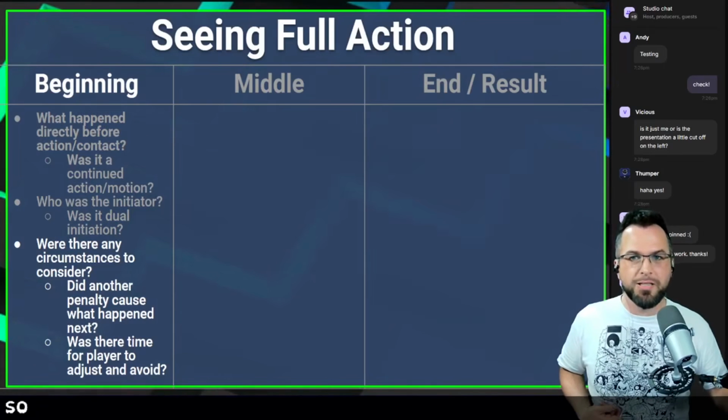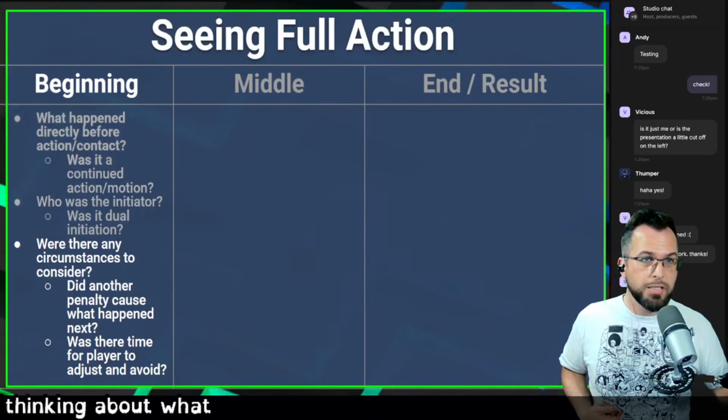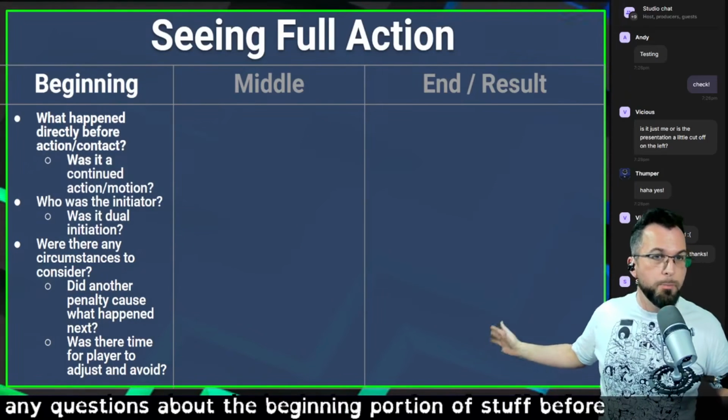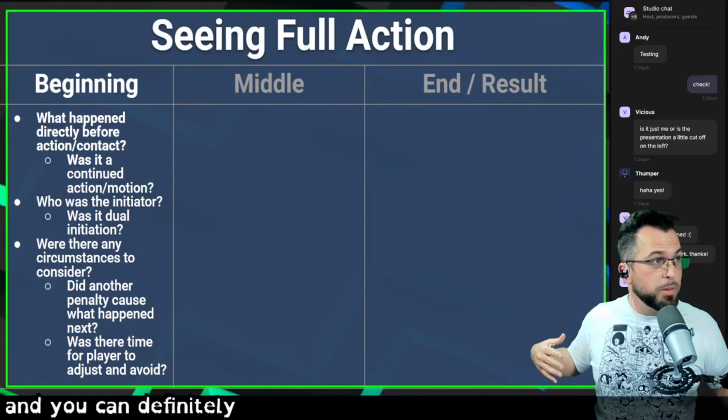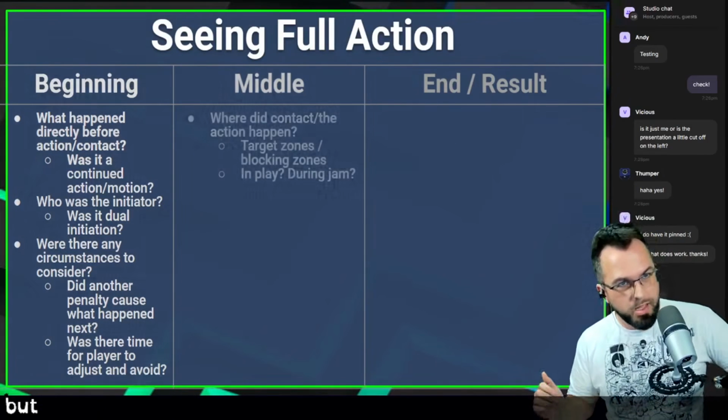So just things to take into consideration before you actually start thinking about what you just saw as the main action. Any questions about the beginning portion of stuff before we get into the middle? You can definitely throw questions in the chat while we're going. You don't have to wait for the pause or anything. But if not, then let's get into the middle.